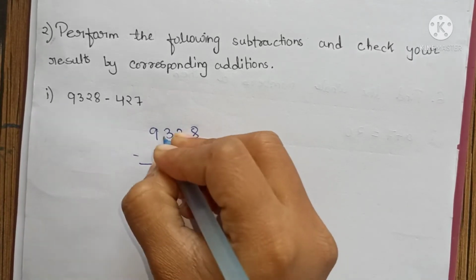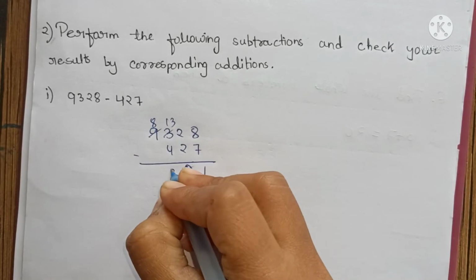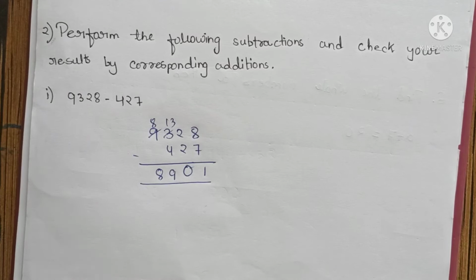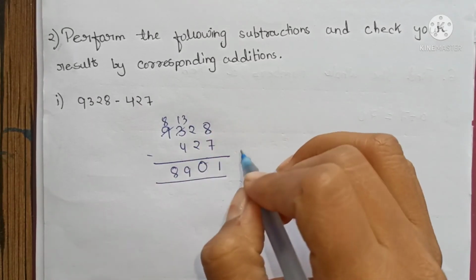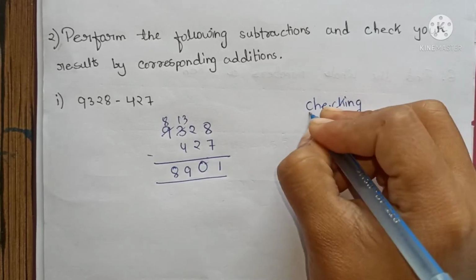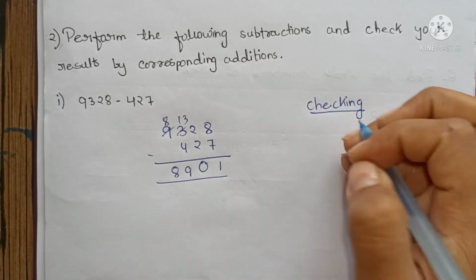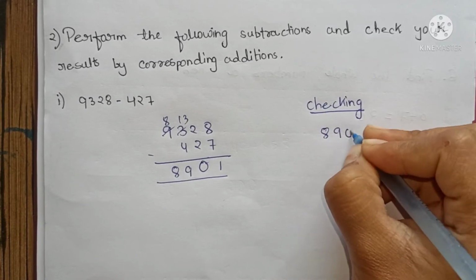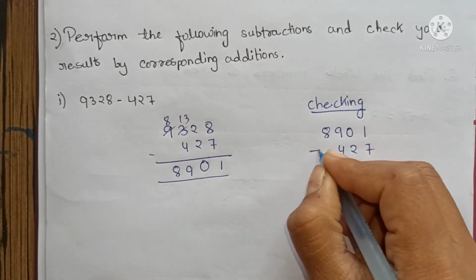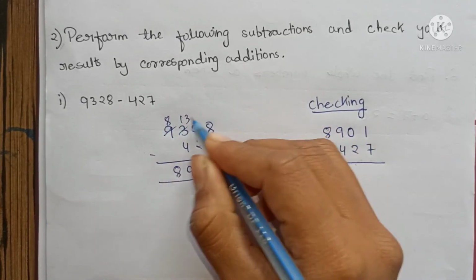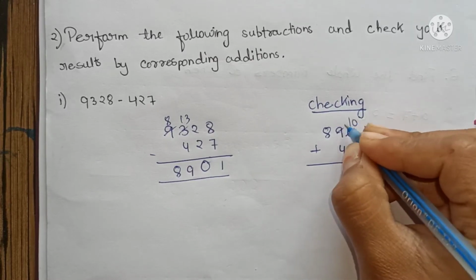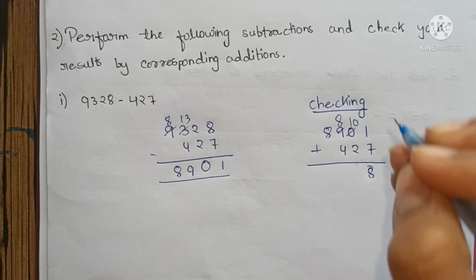Here we get 1, 0, then 13, 8. So here we get 9 and 8. 8,901. So now we have subtracted. We also need to do the checking. How can we check whether our answer is correct or not? The result, the answer 8,901, we will add to this number, and if we get the top one, then our subtraction is correct. Okay, so let's add.